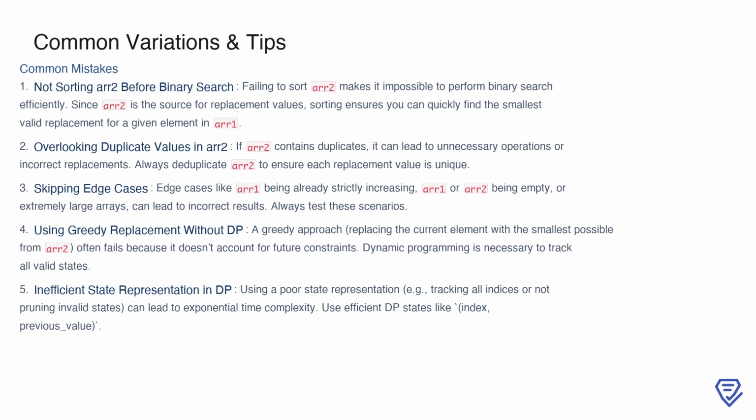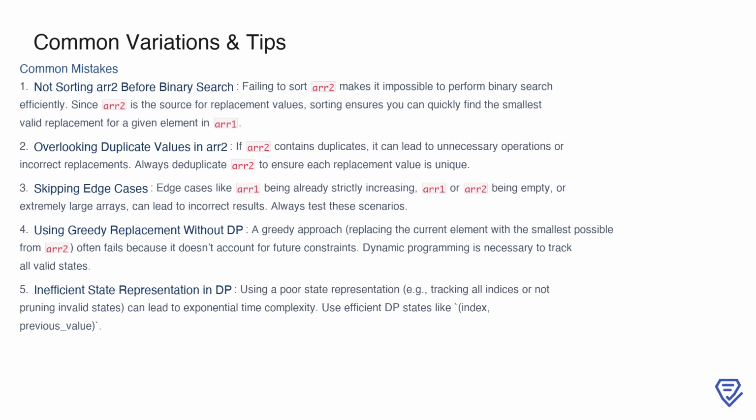Here, we highlight some common mistakes to avoid when solving this problem. First, not sorting ARR2 before performing binary search can make your solution inefficient or incorrect. Since ARR2 is the pool of replacement values, sorting it ensures you can quickly find the smallest valid replacement for any given element in ARR1. Next, overlooking duplicate values in ARR2 can lead to redundant operations or incorrect replacements. Deduplicating ARR2 ensures that each replacement value is unique and simplifies the logic.